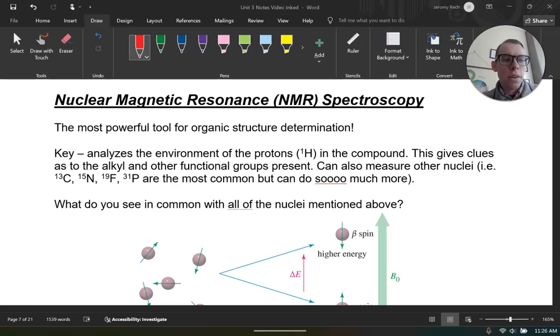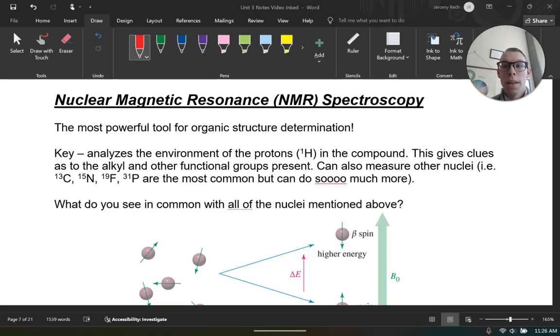All right, so in this video, we're going to introduce the idea of NMR, or nuclear magnetic resonance. Out of all the different spectroscopy techniques, NMR is probably the most powerful tool for figuring out organic structure determination.